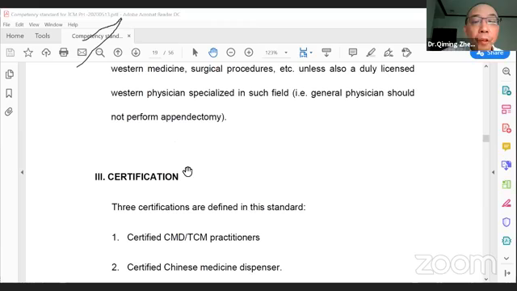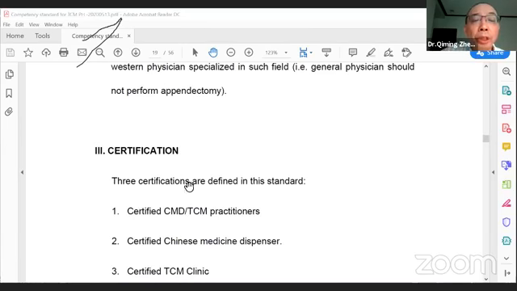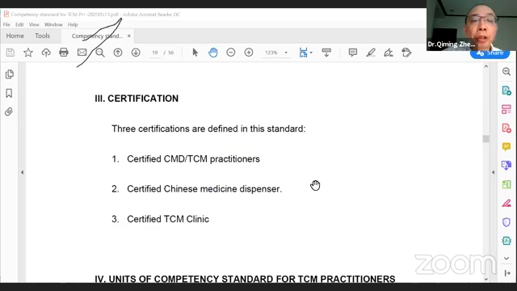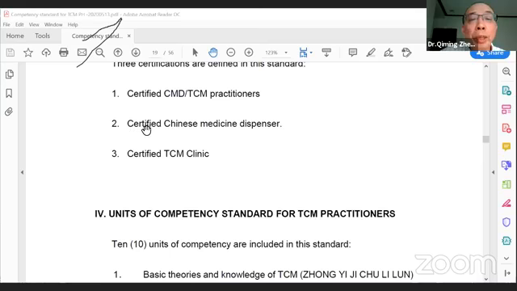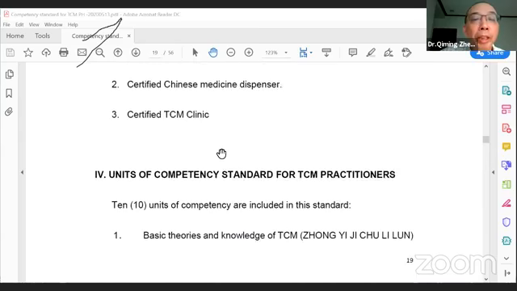Okay. From certification, the three certifications are defined in this standard. First, the certified Chinese medicine doctor, or we call the TCM practitioners, or certified Chinese medicine dispenser. Why we put this is certified Chinese medicine dispenser? Because since right now, all of the pharmacy costs in the Philippines, they still don't have any complete cost for the Chinese medicine. So we try to provide the training and give the competency standard for Chinese medicine preparation, dispenser, and certified TCM clinic.